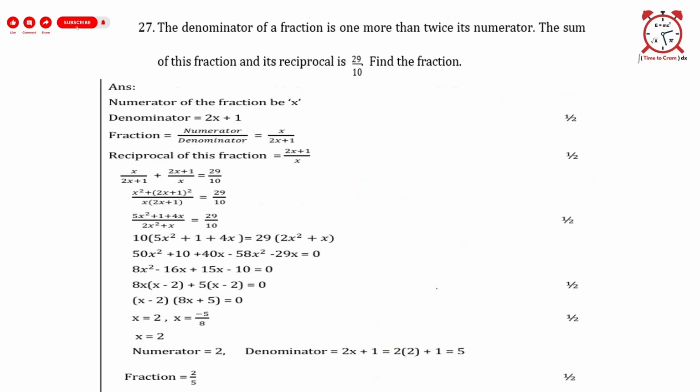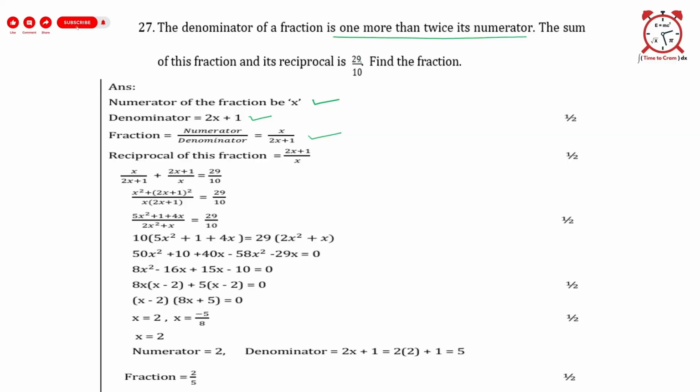Next question, question number 27. This is a question from quadratic equations. The denominator of a fraction is 1 more than twice its numerator. So first of all we suppose the numerator is x, then the denominator as per the condition is 2x plus 1. First we will get the required fraction as x upon 2x plus 1.